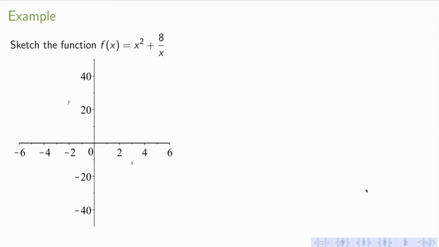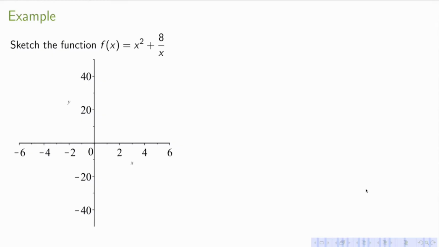So here we have the function f of x is x squared plus 8 divided by x. By looking at it, this is not a standard function, so we do not know what it looks like. So let's start with what we learned. Let's start with the function f.